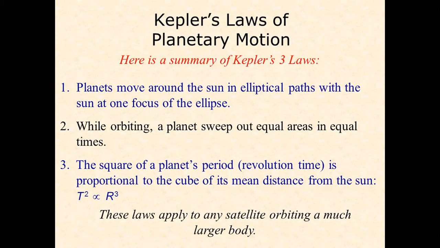In summary, we see that planets move around the Sun in an elliptical path with the Sun at one of the foci of the ellipse, while orbiting a planet sweeps out equal area in equal time. And thirdly, the square of the planet's period of revolution is proportional to the cube of its mean distance from the Sun.